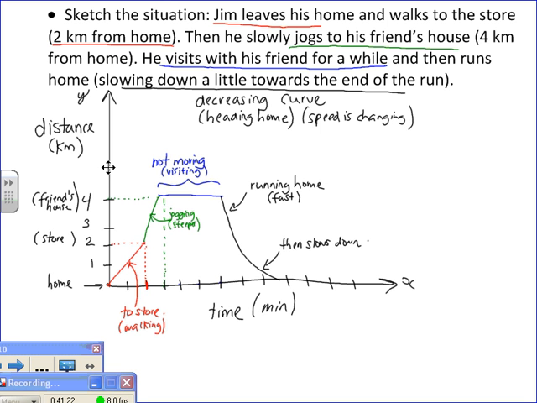So if we were given this graph, we could have interpreted what he was doing, but we can also go from a situation and sketch ourselves a graph as well. That's it for this lesson. I'd like you to try yourself interpreting some graphs in your 6.1 questions.